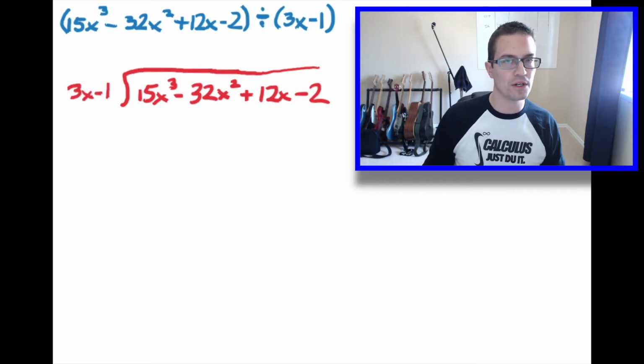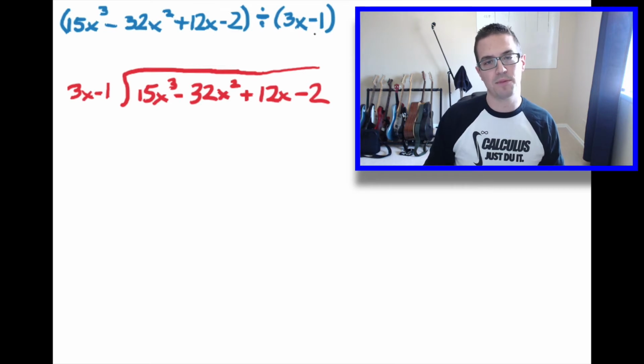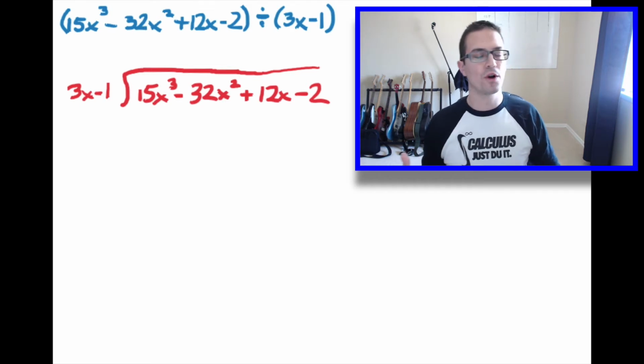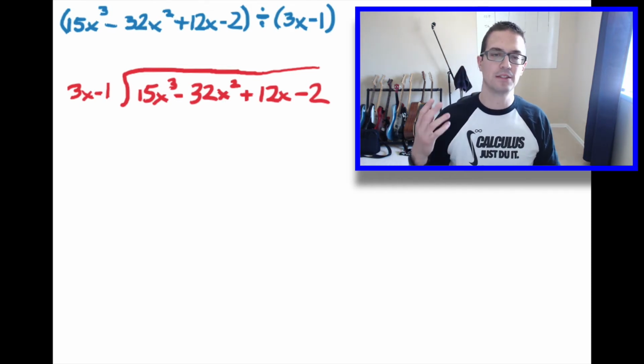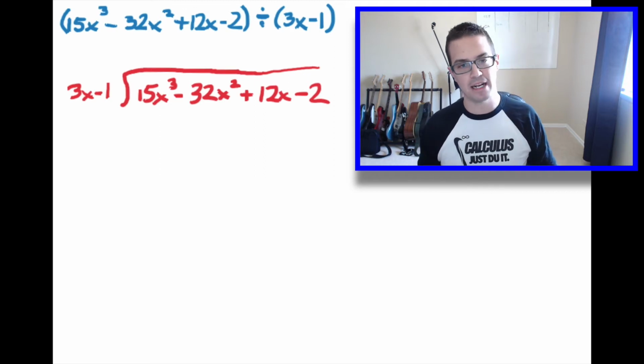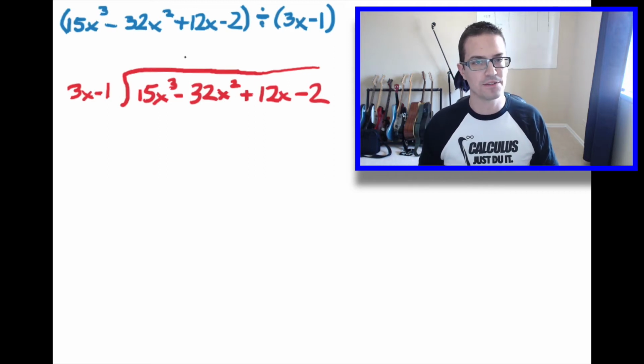It's really important to remember that this second part, this 3x minus 1, goes in front, and this first part goes underneath the division sign. It's really important to know to do that, because if you switch those around, you will not get the right answer. Okay, so order matters for division. That first part has to go underneath the division sign, and that second part has to go in front.